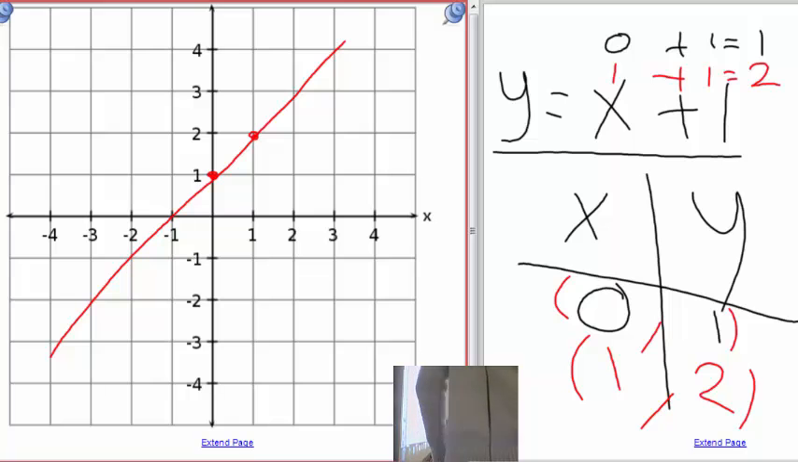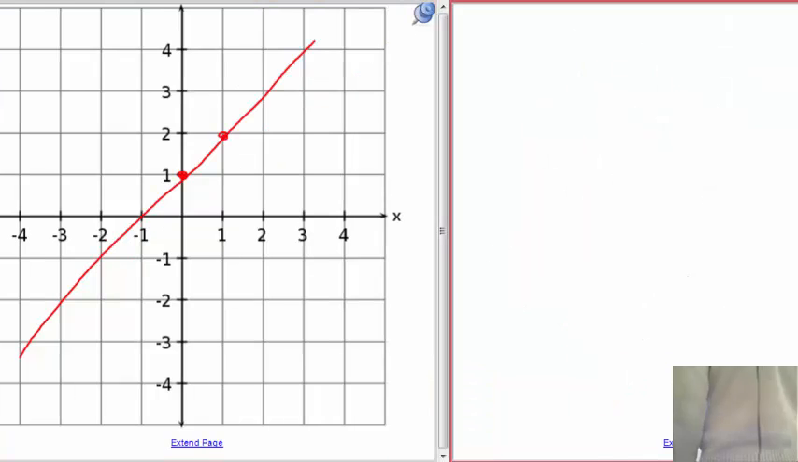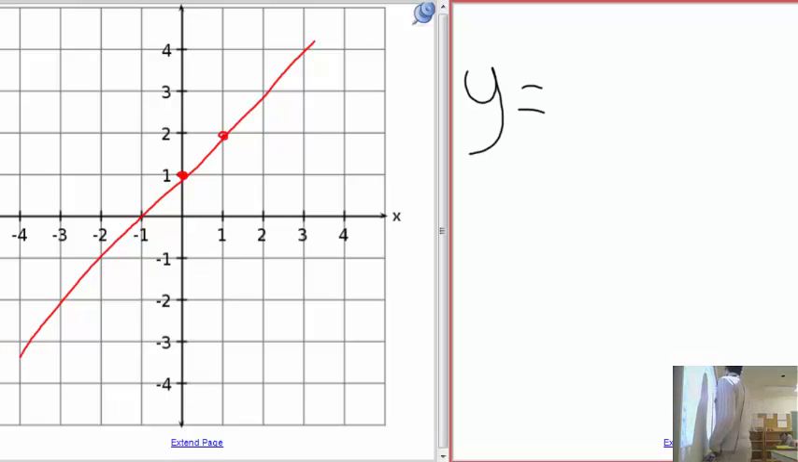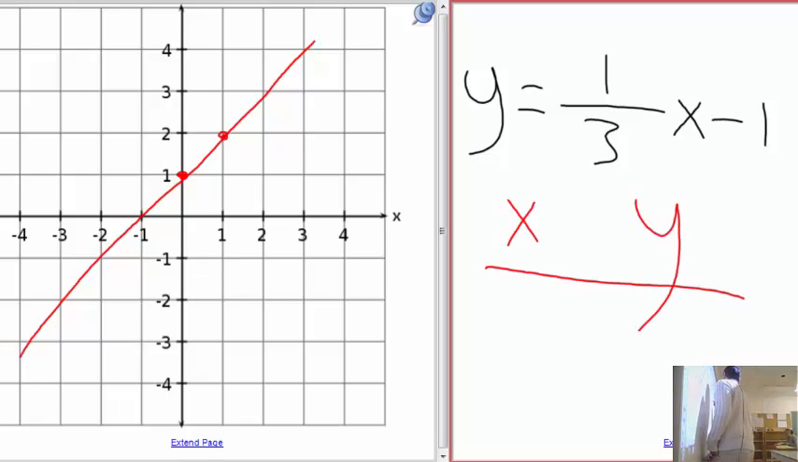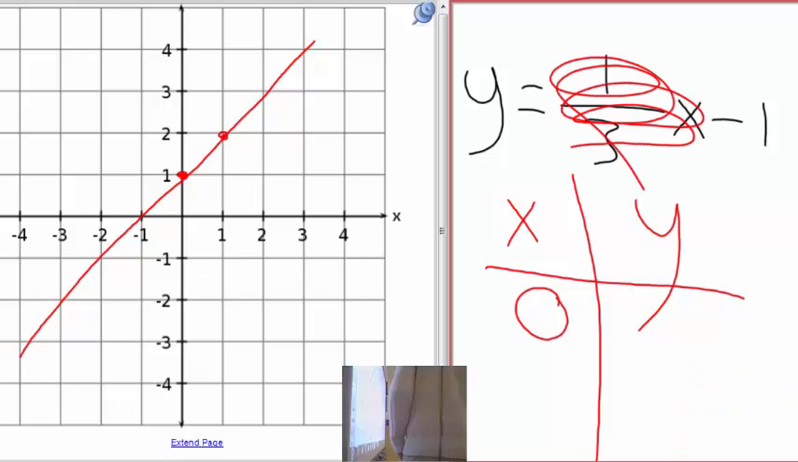Now let's do another example. With another example, y equals 1 divided by 3x minus 1. Now, how do we graph this? You're going to start with a table of values first. x, y, as usual. And when x is 0, y would be minus 1.